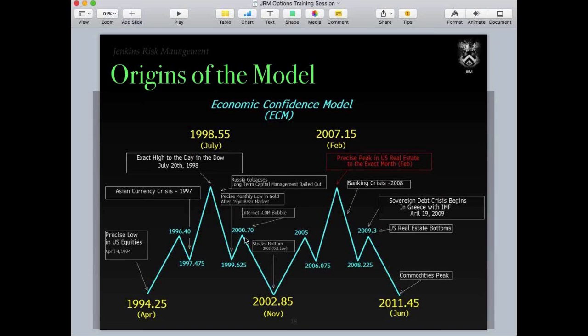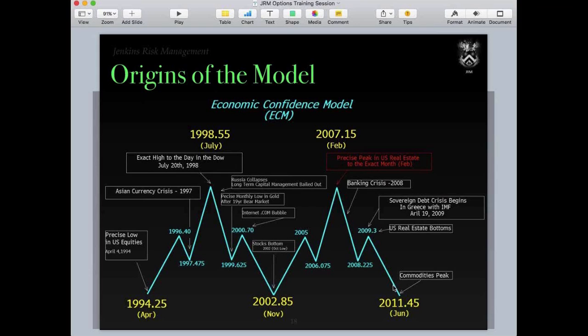The internet dot-com bubble peaked, pretty much right exactly with the turning point. Stocks bottomed again in 2002. It was an October low. All right, then we moved into the peak in 2007, and the U.S. Dow Jones Real Estate Index, guys, it topped to the exact day of the cycle, 2007. I think it was, I forget the day, but you can go back and look at a chart. I think I might have it on the next few slides.